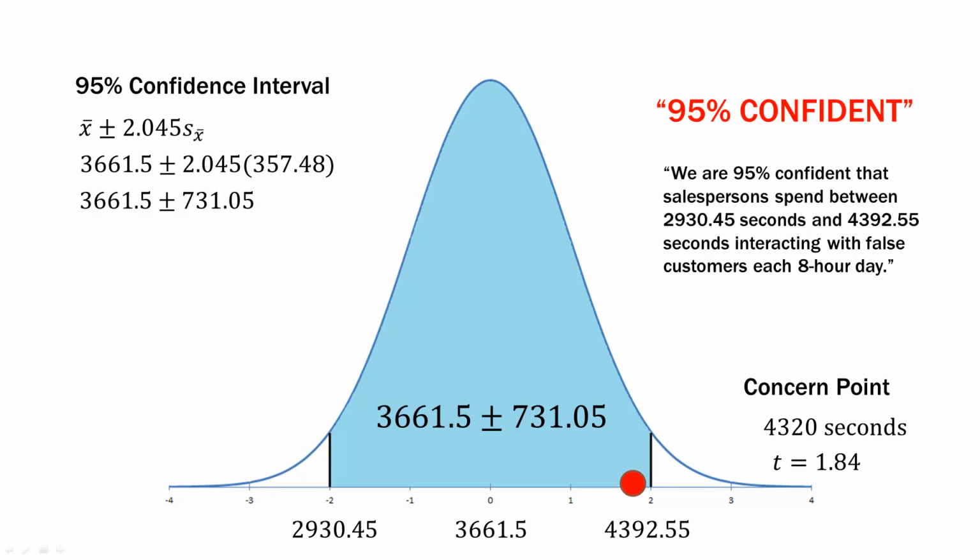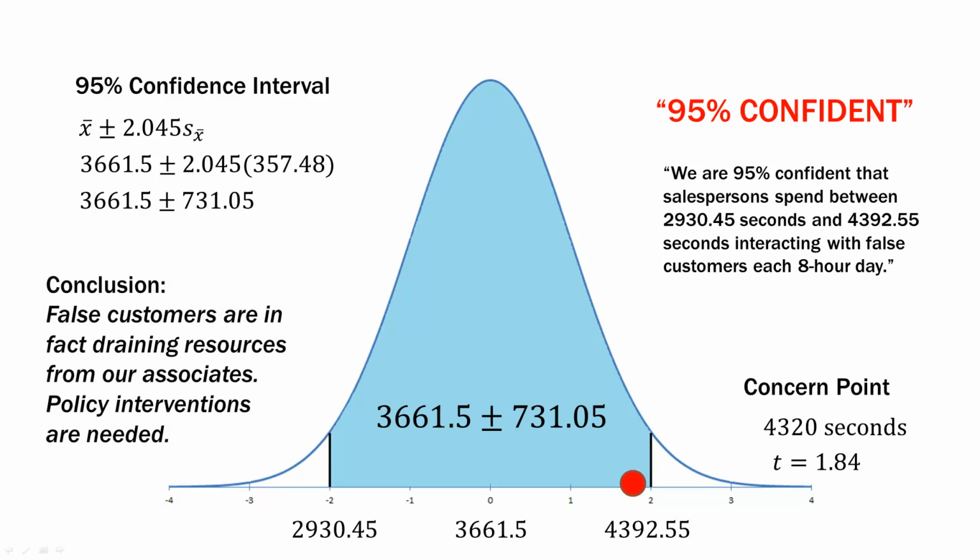Now, notice where that red dot is. It is within our interval. So, our concern point is within our interval. So, what do we conclude? We conclude that false customers are, in fact, draining resources from our associates, and therefore we may need some policy intervention. So, just take a step back and think of what we're interpreting here.